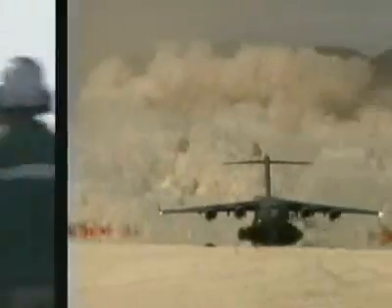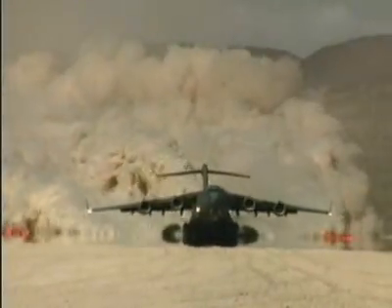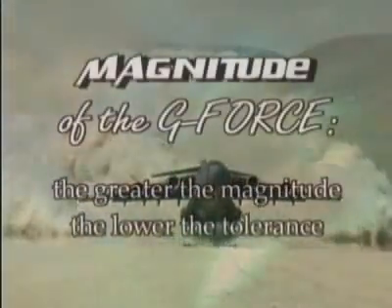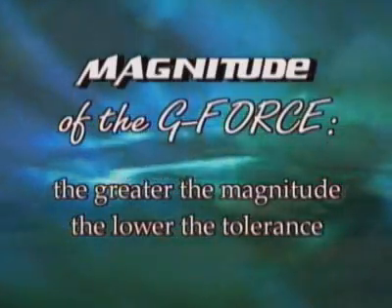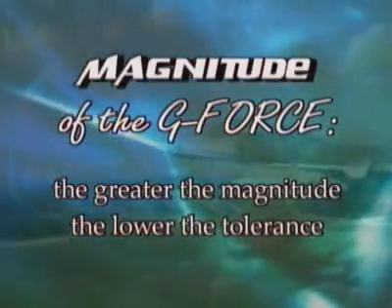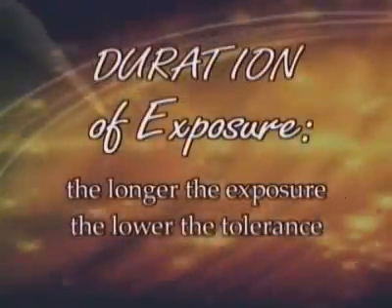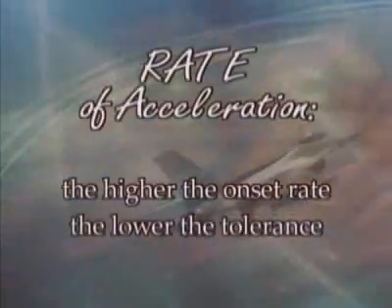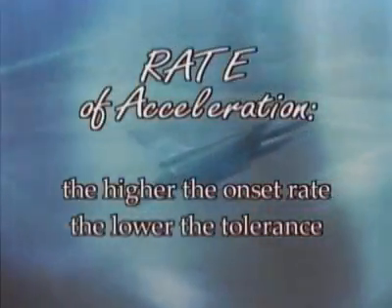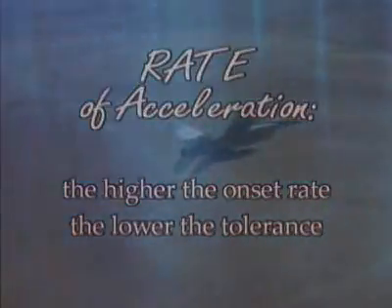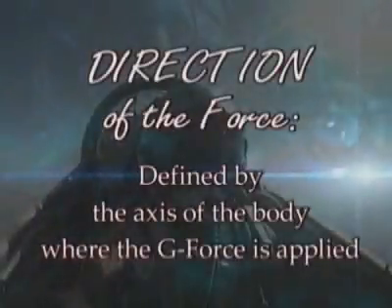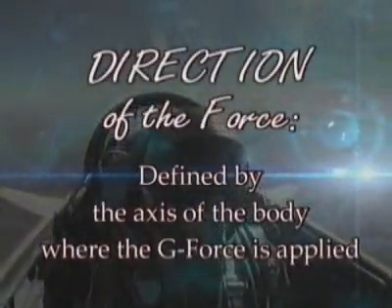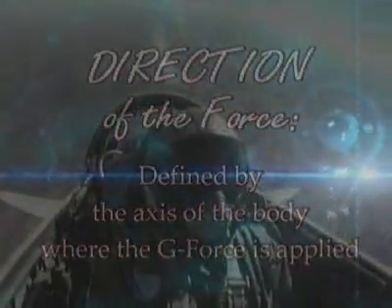There are several factors about G-forces that have important implications for individual tolerance limits, including the magnitude of the G-force. The greater the magnitude, the lower the tolerance. Duration of exposure. The longer the exposure, the lower the tolerance. Rate of acceleration. The higher the onset rate, the lower the tolerance. Direction of the force, defined by the axis of the body where the G-force is applied.